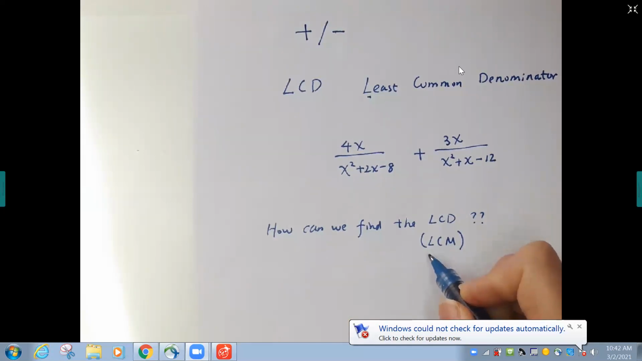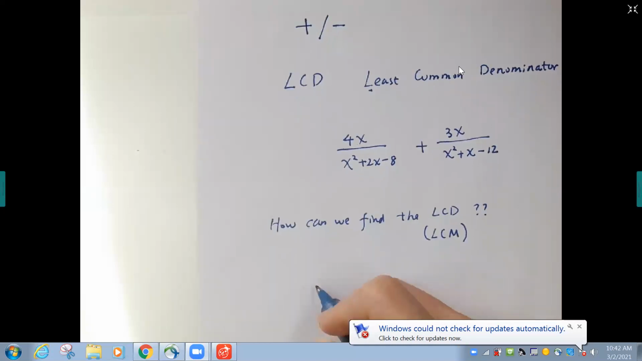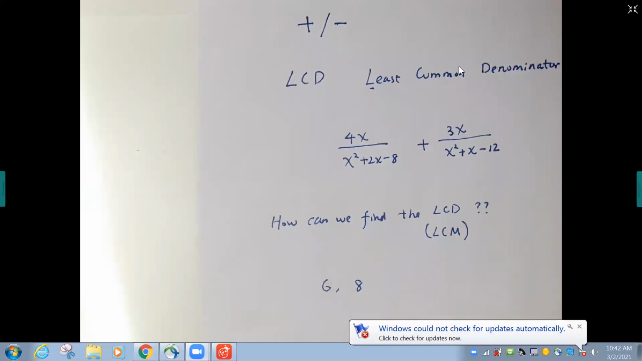Let's start with two numbers. I have the numbers 6 and 8. Let's get a quick introduction to what the least common multiple is. There are two numbers. What is their least common multiple? Let's see, number 6. Let us list all of its multiples.